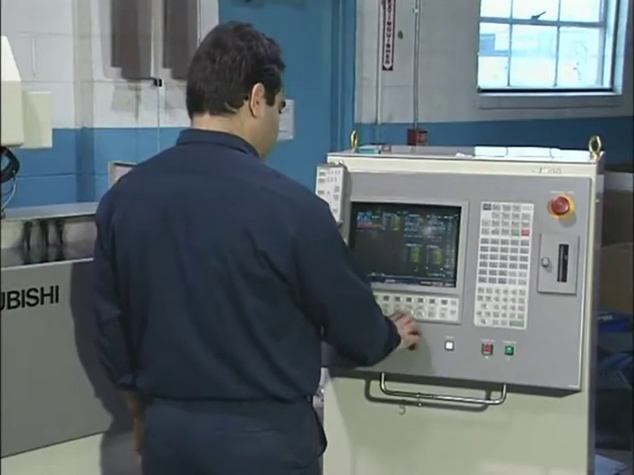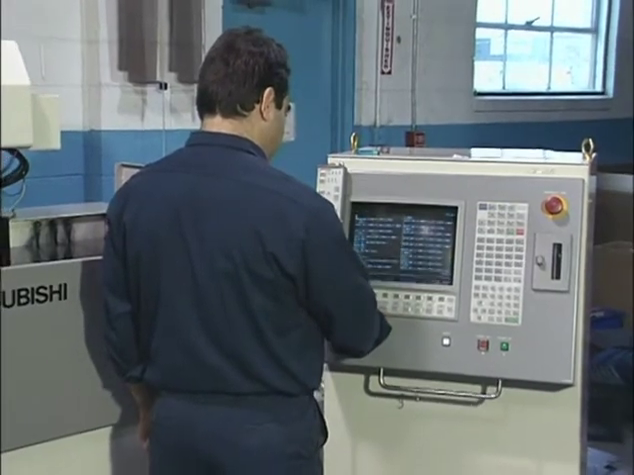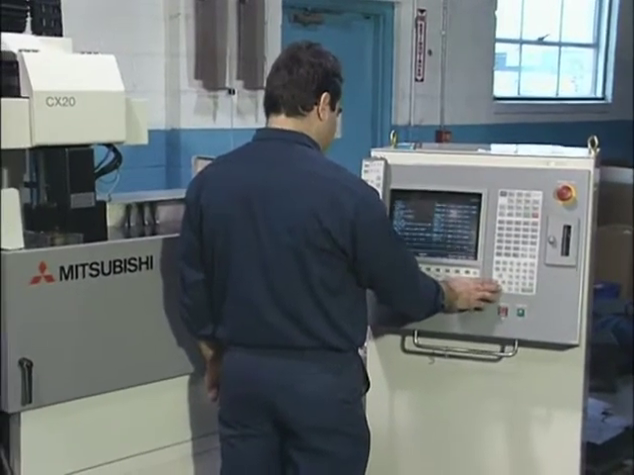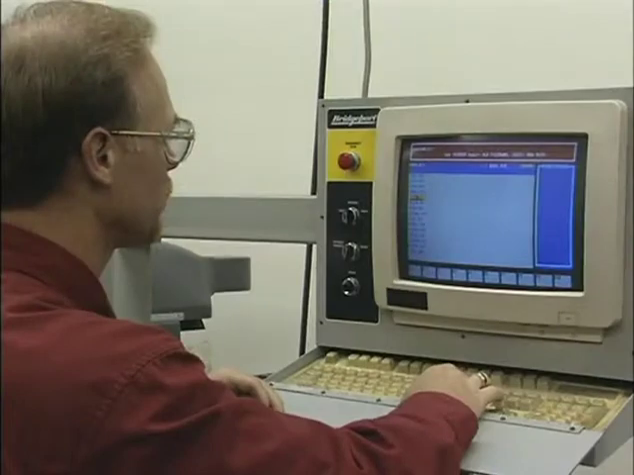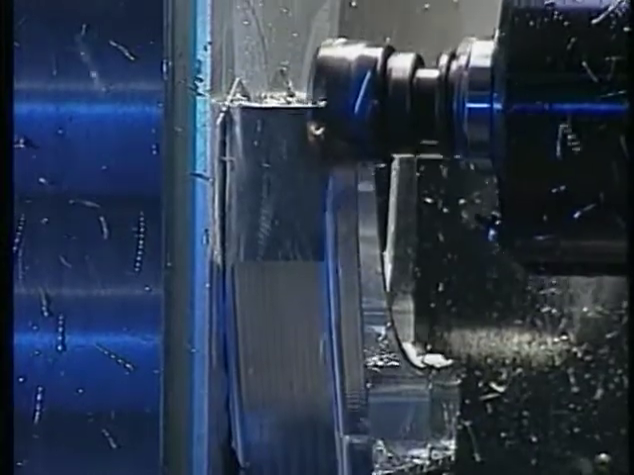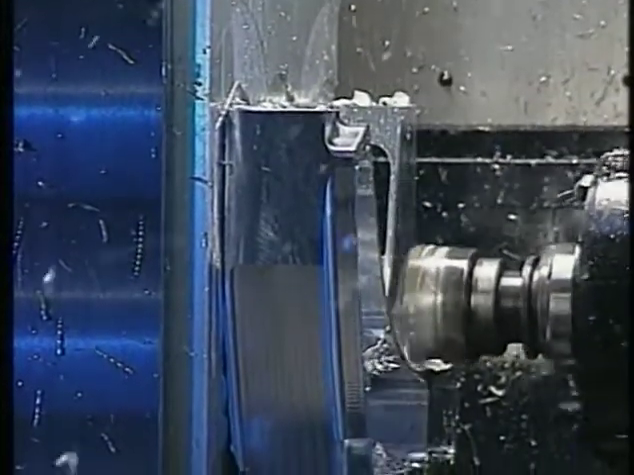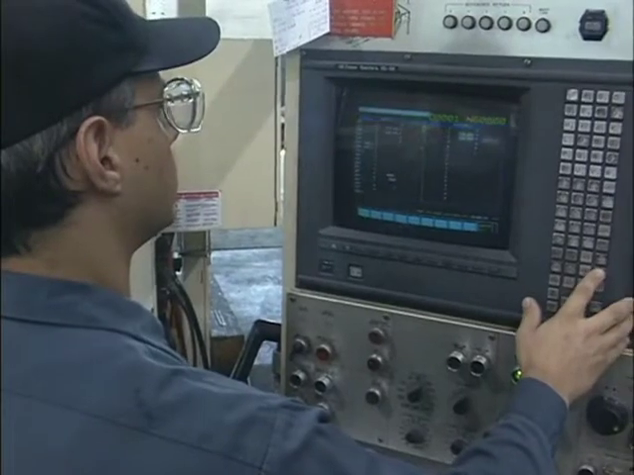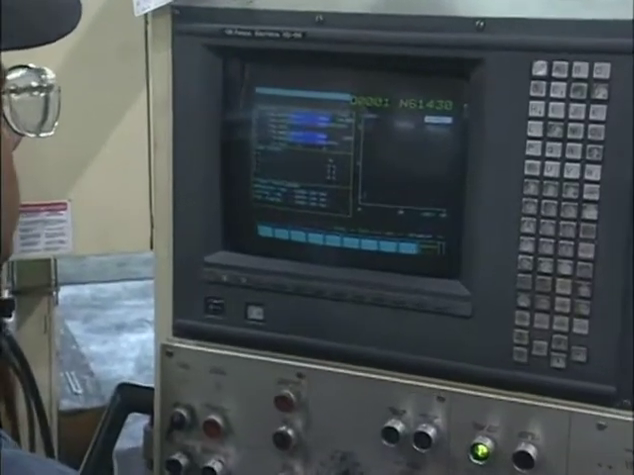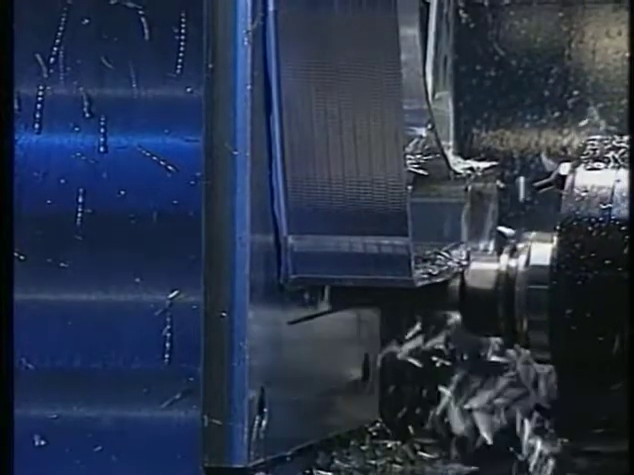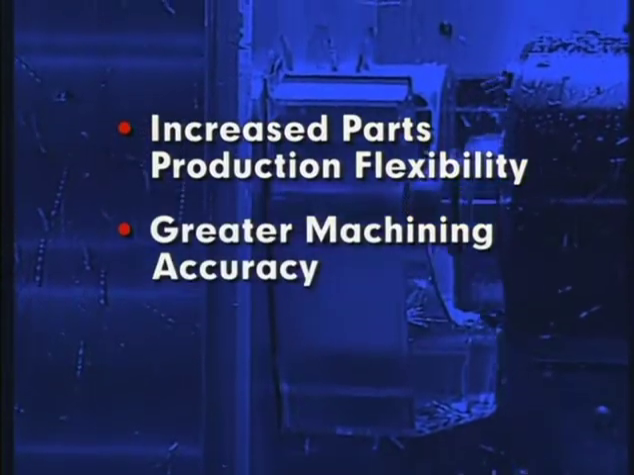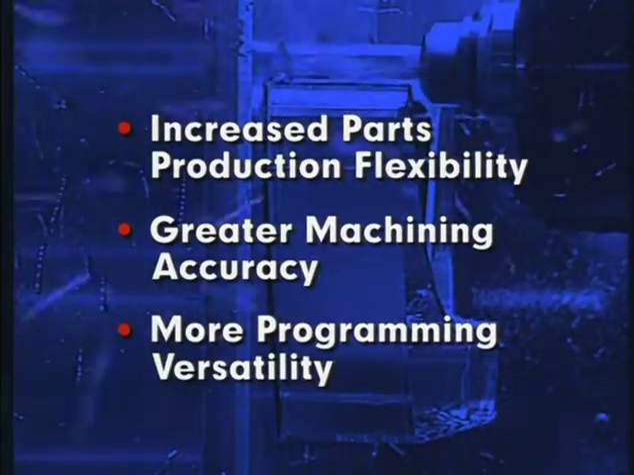Computer numerical controls hold several advantages over standard numerical controls, including: part programs can be manually edited on the onboard computer. Part programs can be run from computer memory. Workpieces requiring complex multi-axis machining can be produced. And machine and control diagnostics may be run, stored, and displayed during machining. These CNC advantages offer increased parts production flexibility, greater machining accuracy, and more programming versatility.